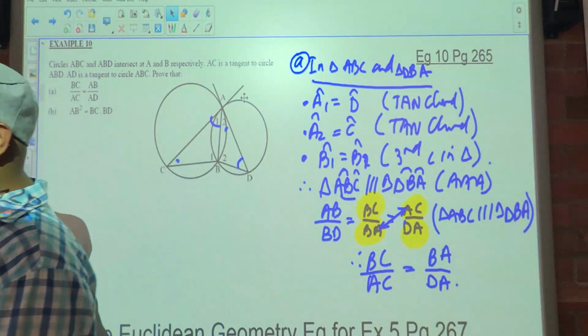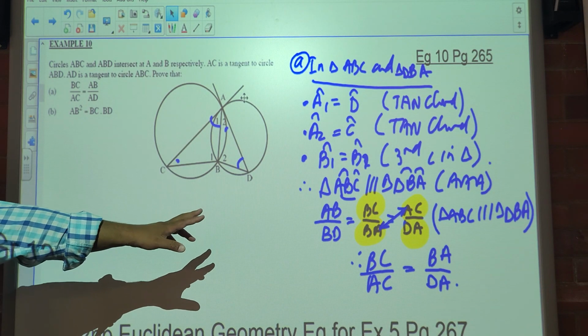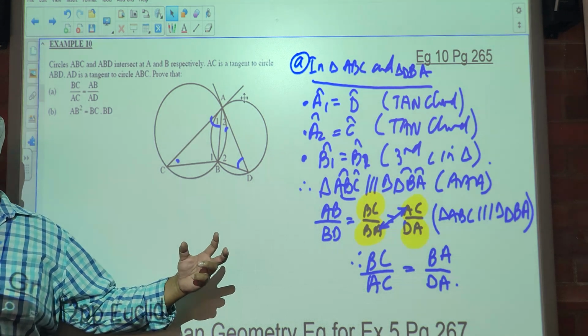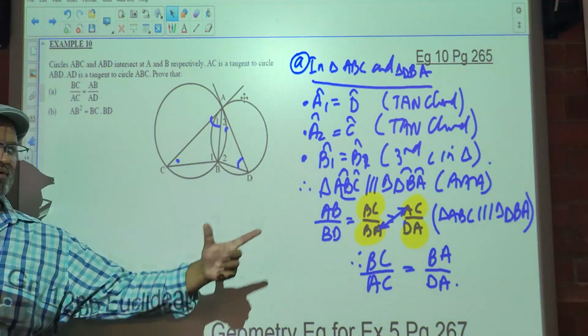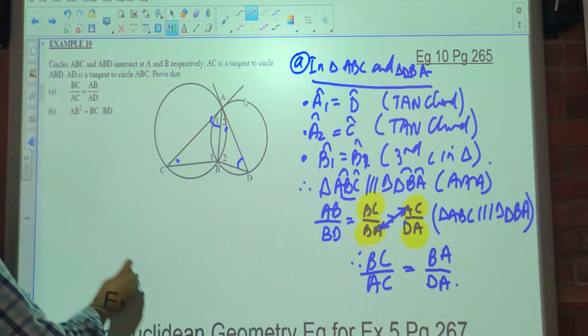Now, normally the similarity question is 4 marks or 3 marks. This one is going to be 5 or 4 marks. Sometimes 6, sometimes 7, depending on how complex it is, or the steps you need to take to prove that angles are equal. Okay. Any confusion, any questions? No? Let's look at B.